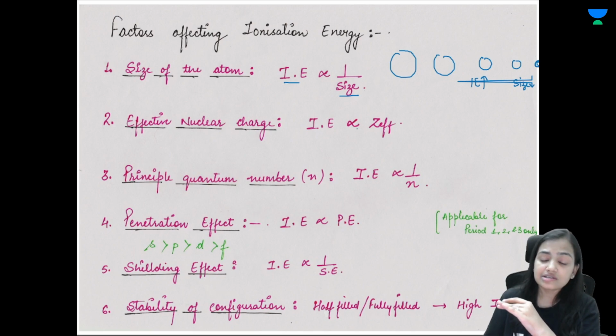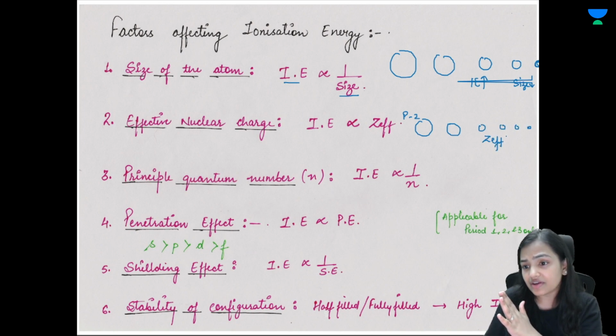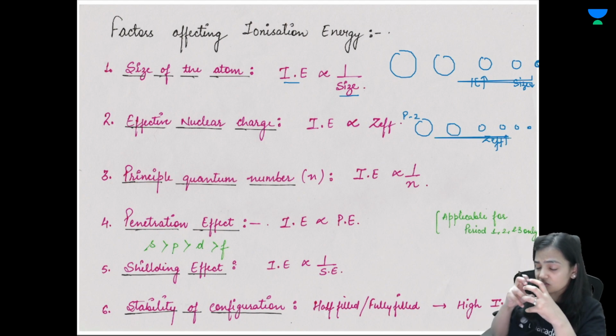Effective nuclear charge: why is there a decrease in size as we move from left to right across a period? We know that the Z effective increases, and as the Z effective increases, the size decreases. So the effective nuclear charge increases.